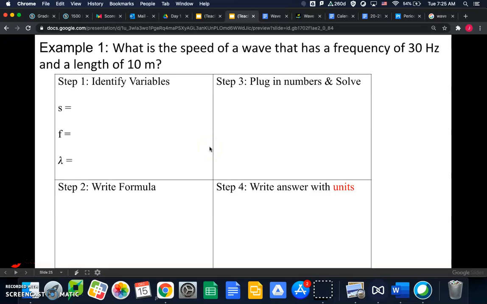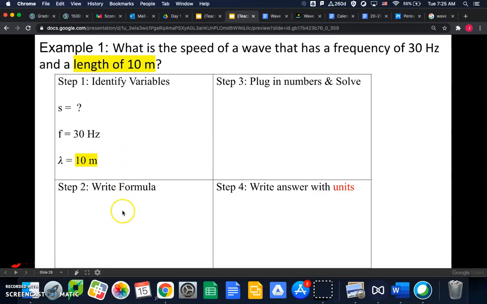So, example number 1. What is the speed of a wave that has a frequency of 30 hertz and a wavelength of 10 meters? Step 1 for these problems is going to be to identify the variables. We don't know the speed because they're asking what is the speed, so you're just going to write a question mark there. The frequency is 30 hertz, so you're going to write 30 hertz for your frequency. The length of the wave is 10 meters, so we're going to write 10 next to lambda for our wavelength.